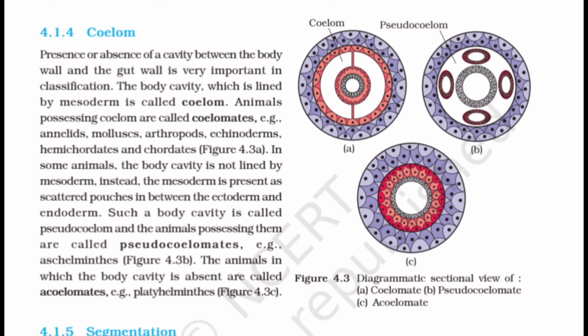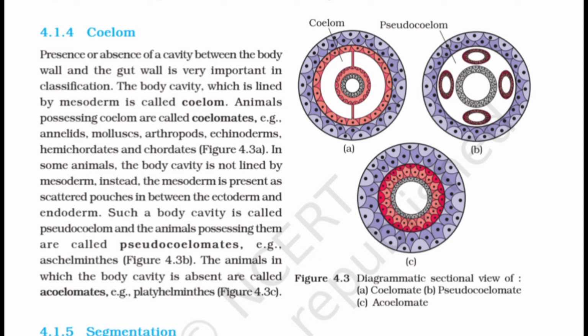The next one is coelom. Presence or absence of a cavity between the body wall and the gut wall is very important in classification. The body cavity which is lined by mesoderm is called coelom. Animals possessing coelom are called coelomates. Example, annelids, mollusks, arthropods, echinoderms, hemichordates and chordates, in figure 4.3a.